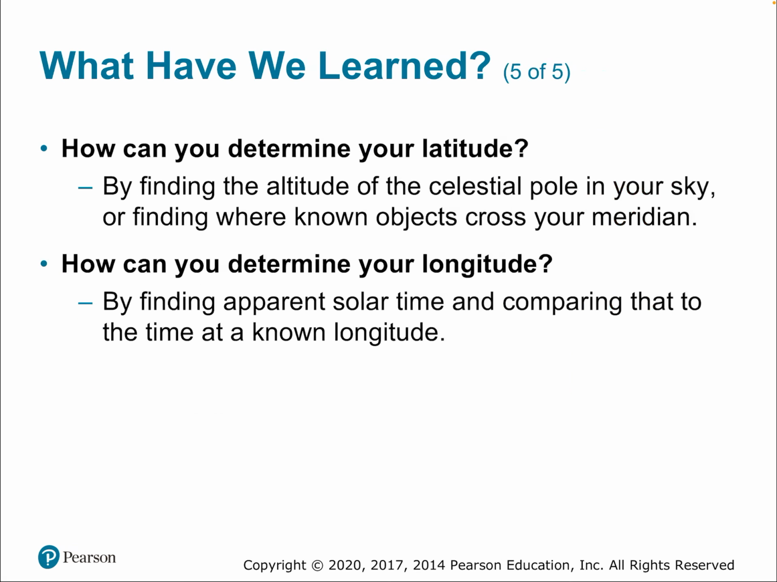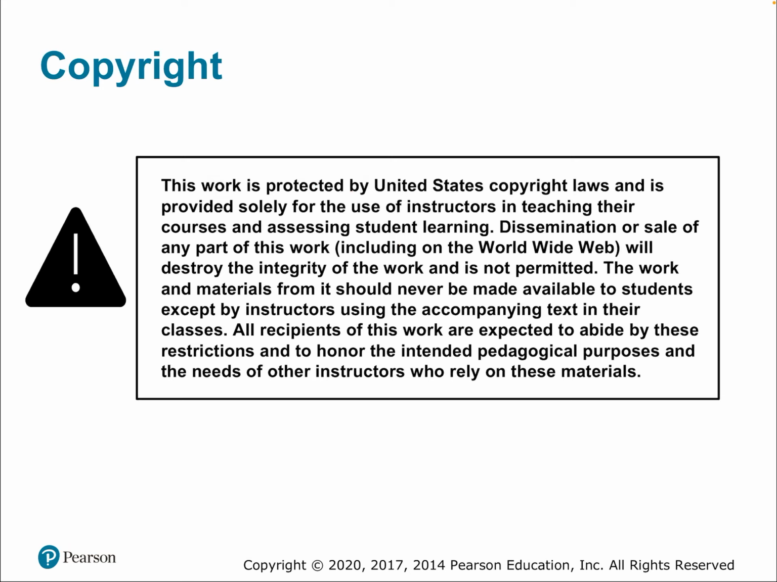So what did we learn in this section? We learned how to determine our latitude, right? Just find the altitude of either the sun when it crosses the meridian, or of a special star located at the celestial pole, all right? And for longitude, you have to find apparent solar time and compare between that value at two known longitudes. Okay, well, this concludes our lecture for Supplemental Chapter 1. Thank you so much for watching this lecture video.